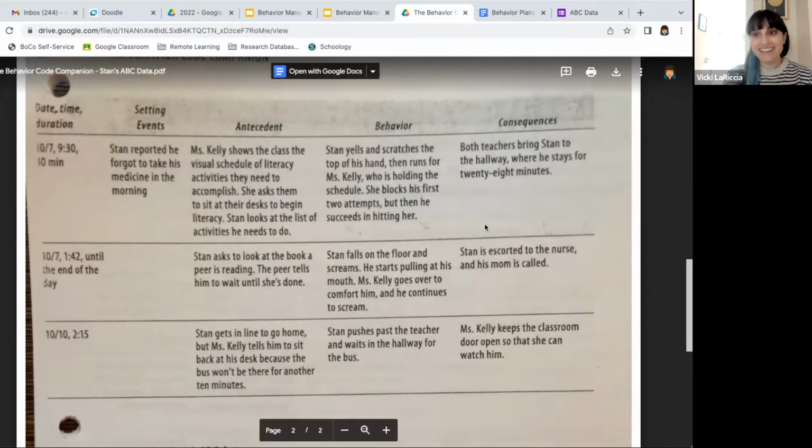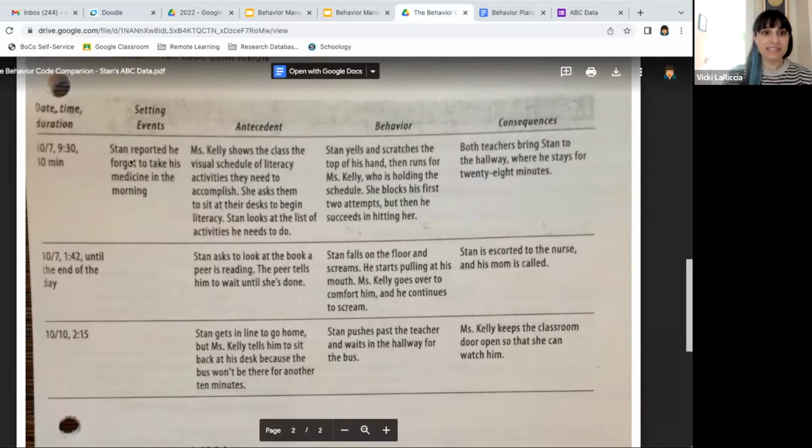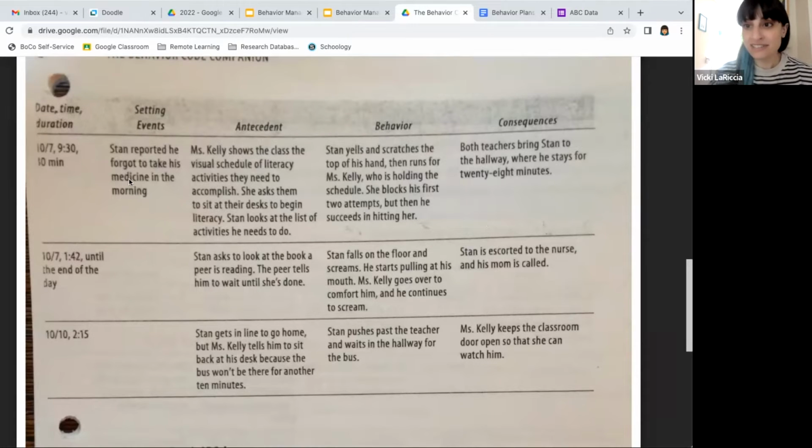Oh, Stan, poor Stan. I'm glad that Stan had the skill to tell the teachers that he forgot to take his medicine. It's nice to know that going into the school day.